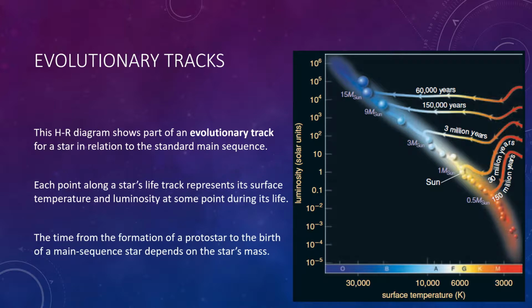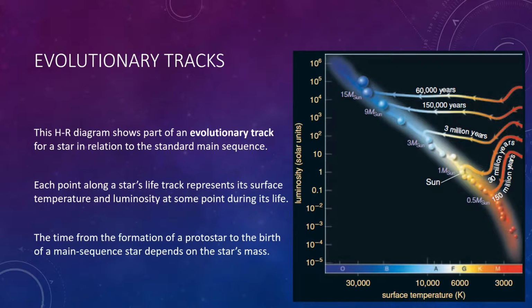Each point along a star's life track represents its surface temperature and luminosity at some point during its lifetime. So you can actually see the life tracks, or the evolutionary tracks, for multiple different stars here. Each one shows a star of a different mass. So here's a 15 solar mass stellar evolutionary track, and so on. You'll notice that they are different. If you have a 0.5 solar mass star, it will follow this track much differently than how a star of 15 solar masses would progress.